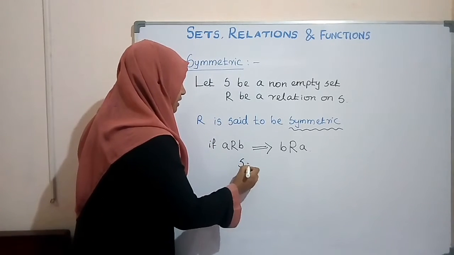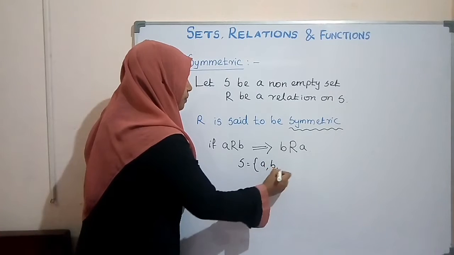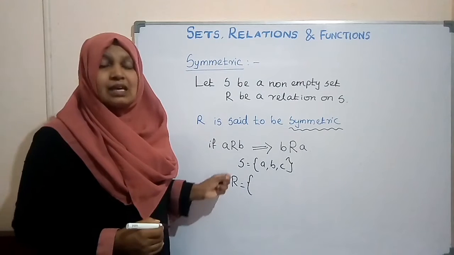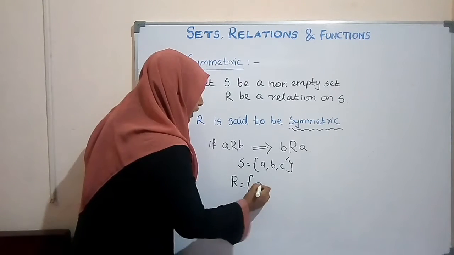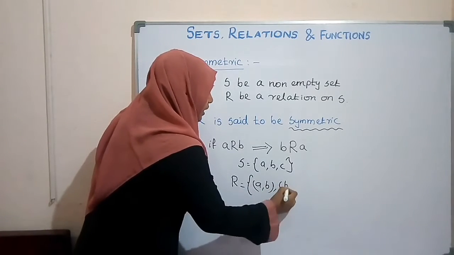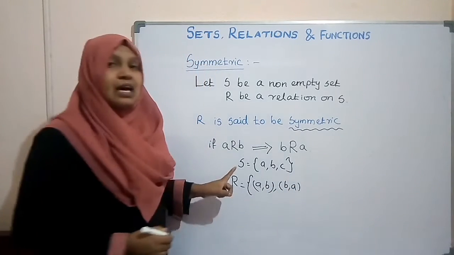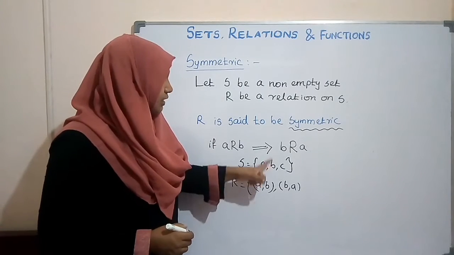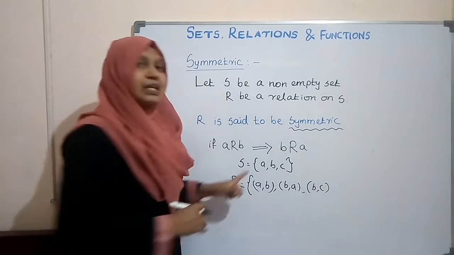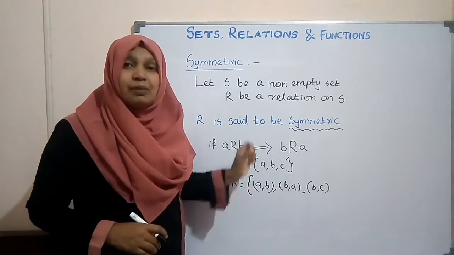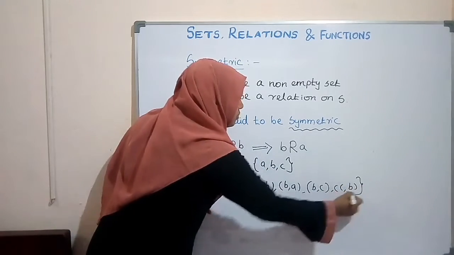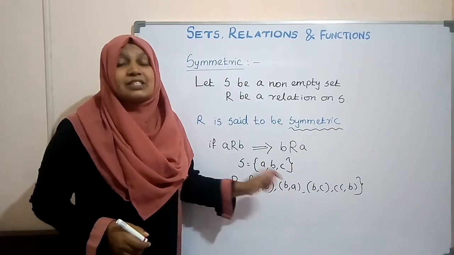Consider the set S. The elements are A, B, C. And suppose this R has the element A comma B, then we should also have B comma A. Then only this R is symmetric. Okay. Similarly, suppose the element B comma C is there, then C comma B should also be there. Now it is a symmetric relation.